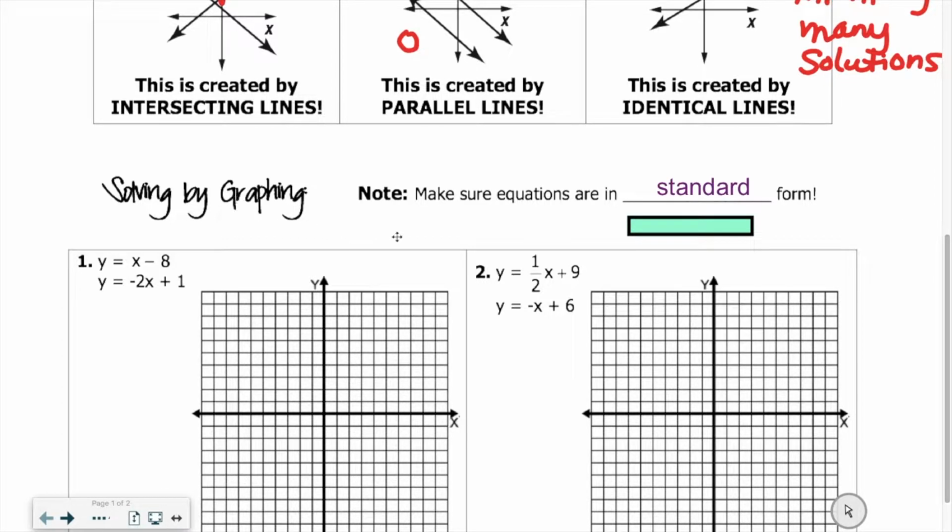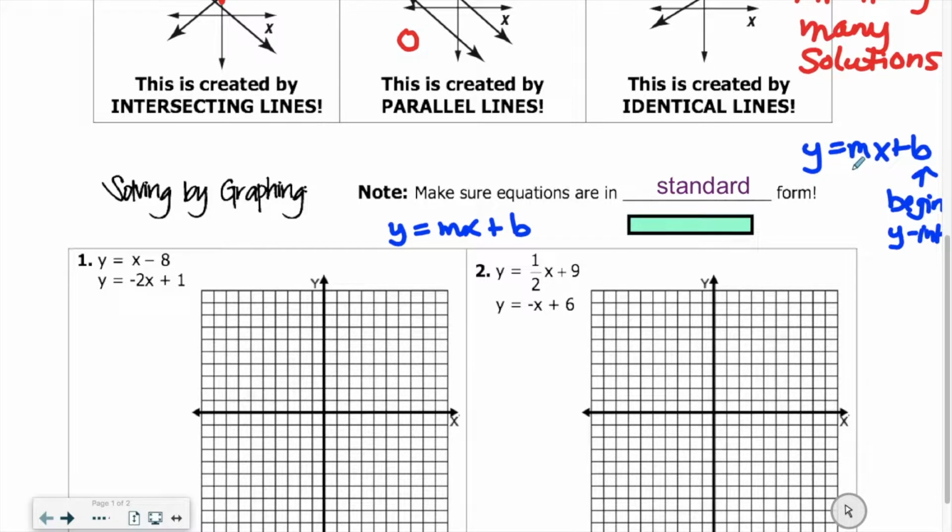If you remember what the form is, it's y equals mx plus b, where m is your slope and b is your y-intercept. If you're in my class, you had this little diagram on my board. Let's erase that and make it a little bit better. So it was y equals mx plus b. b is where you begin on the y-axis because it's the y-intercept. And then m is where you move using the slope.